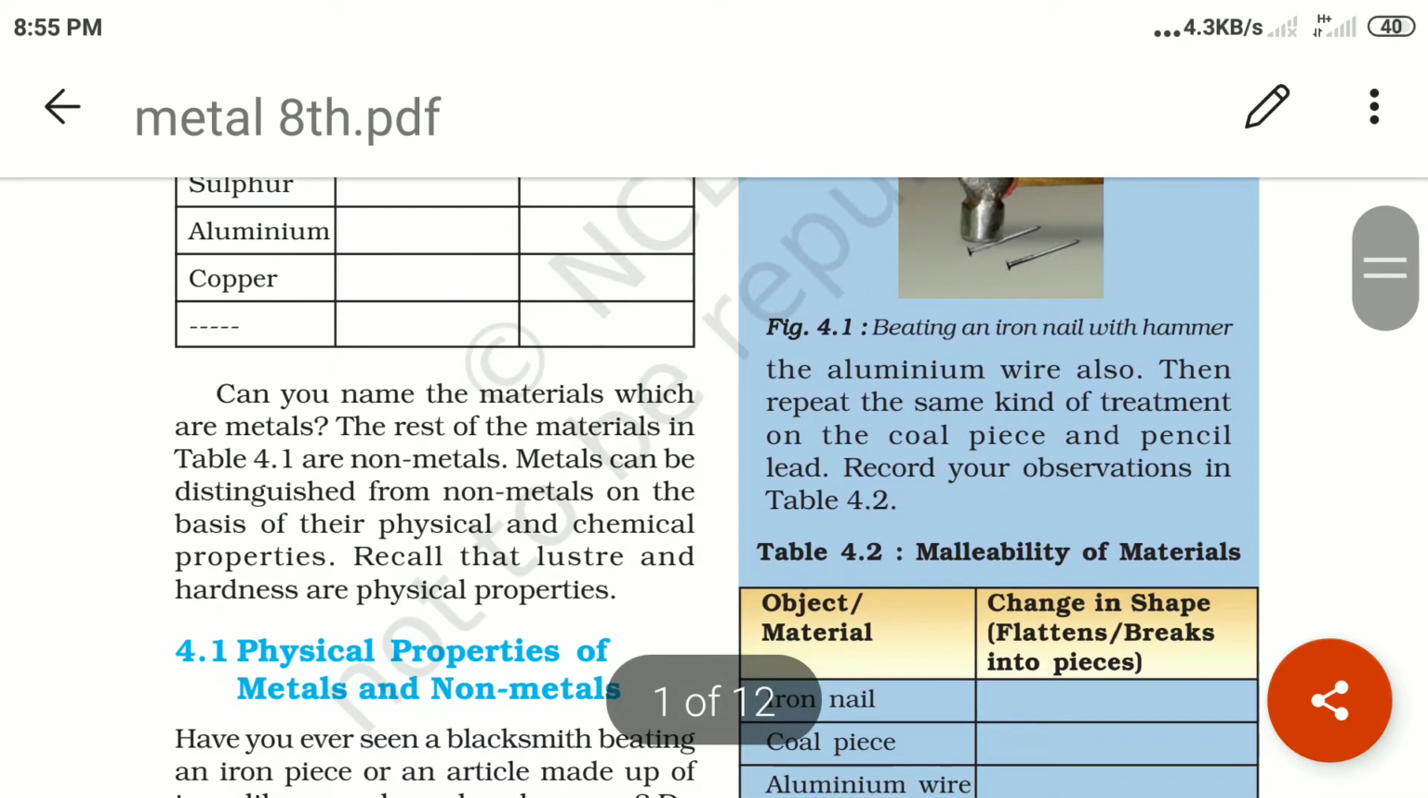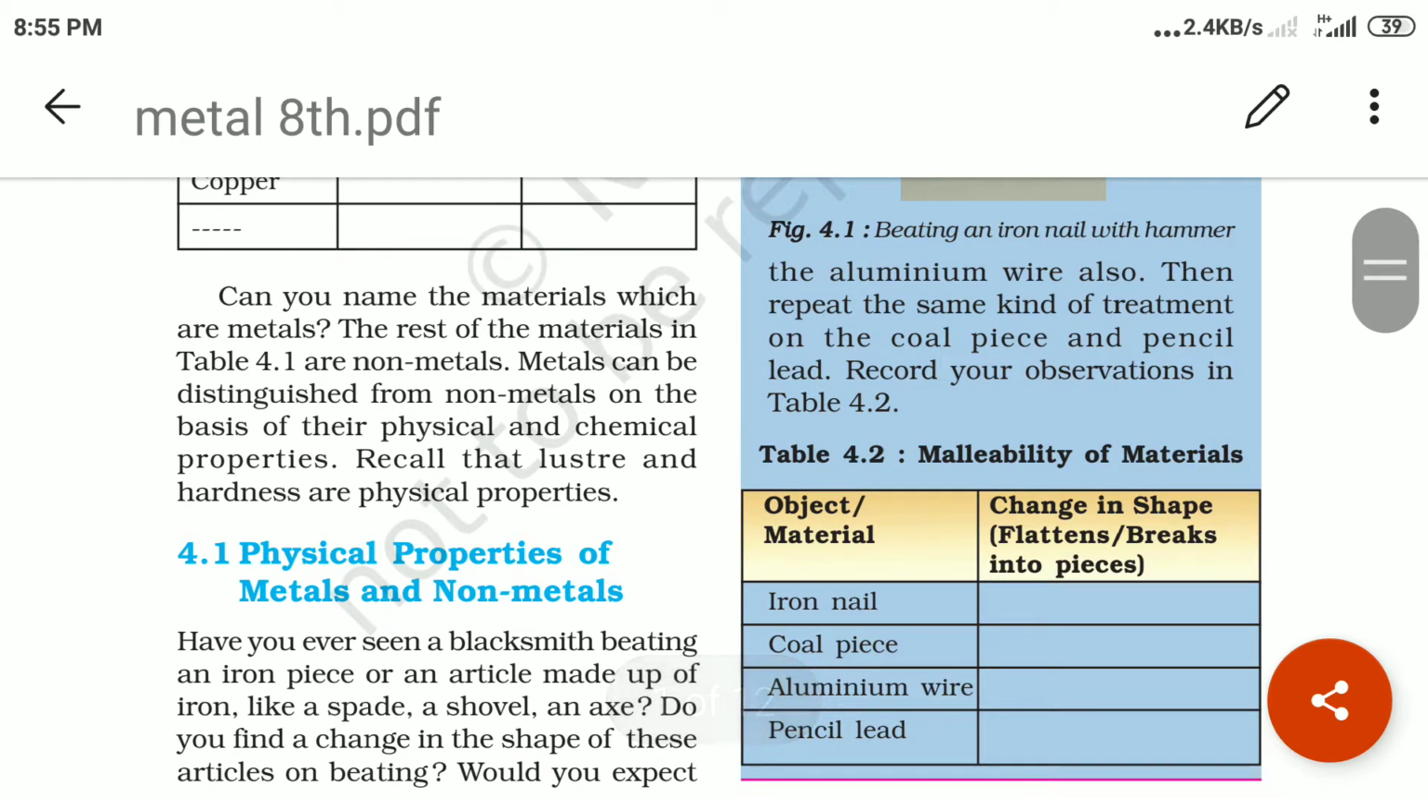Here you know these things. Can you name the materials which are metals? Write down in the comments any five metals that you know. Ornaments are made up of which materials? Our cooking pan? Okay, you know that. Yes, very good. In our kitchen, most materials are made up of what? Write in the comments.